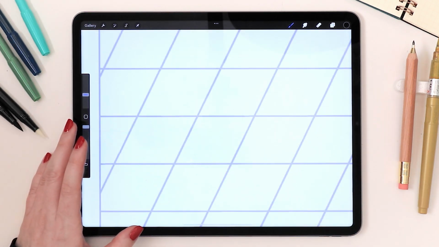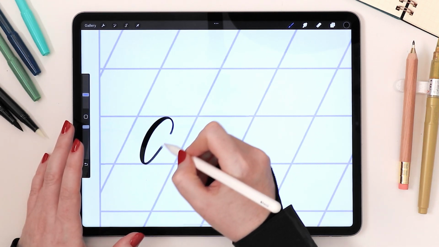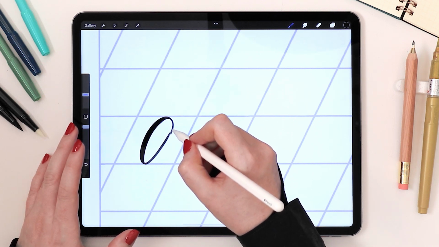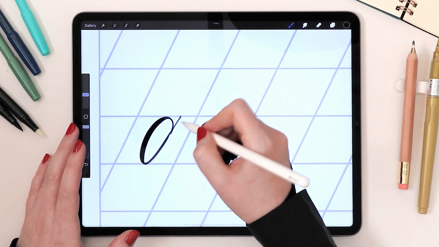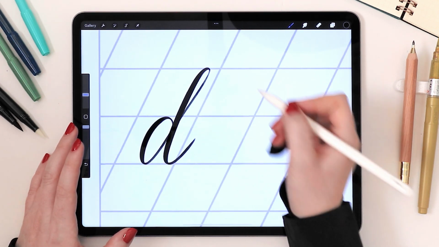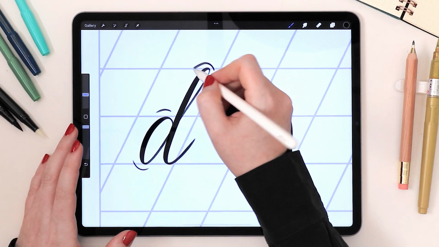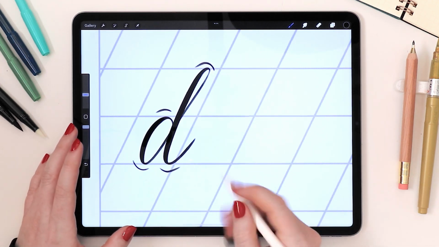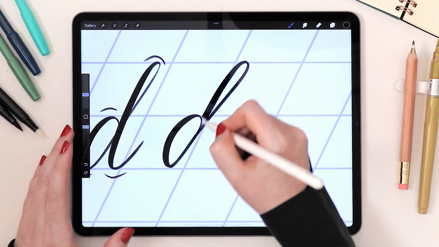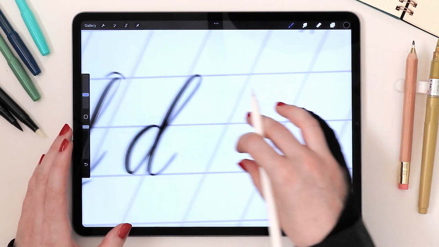So the next letter we're going to do is D, and you're about to see that D is remarkably similar to A. We start with that exact same bowl. But right here, instead of stopping at the waistline, we'll just keep going and curve down. So we have an overturn, an underturn, another overturn, and another underturn. Bowl, ascender, underturn.